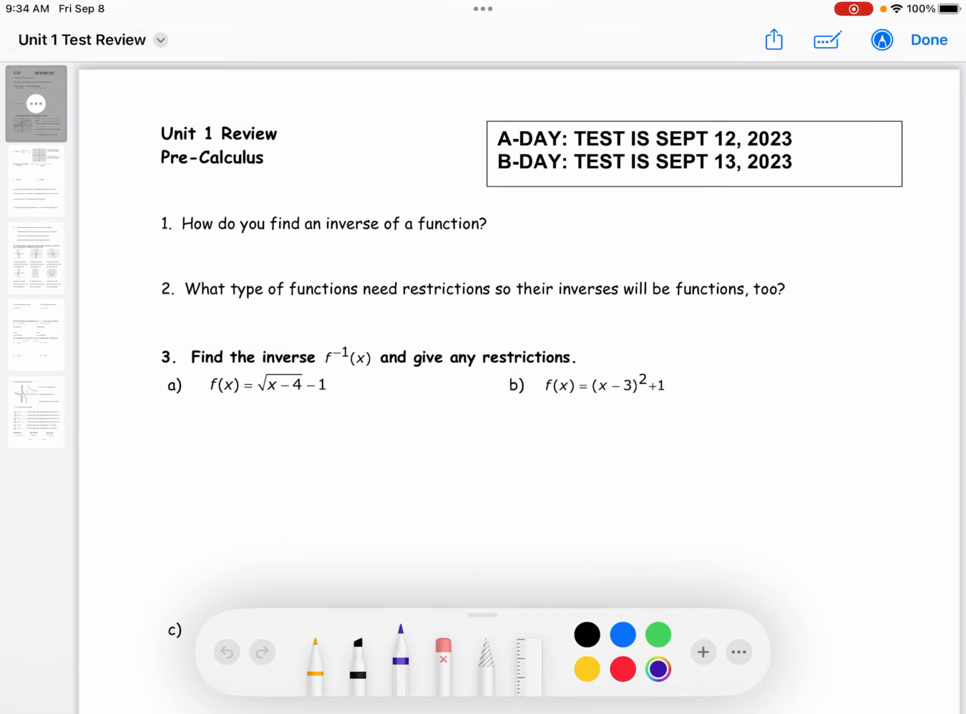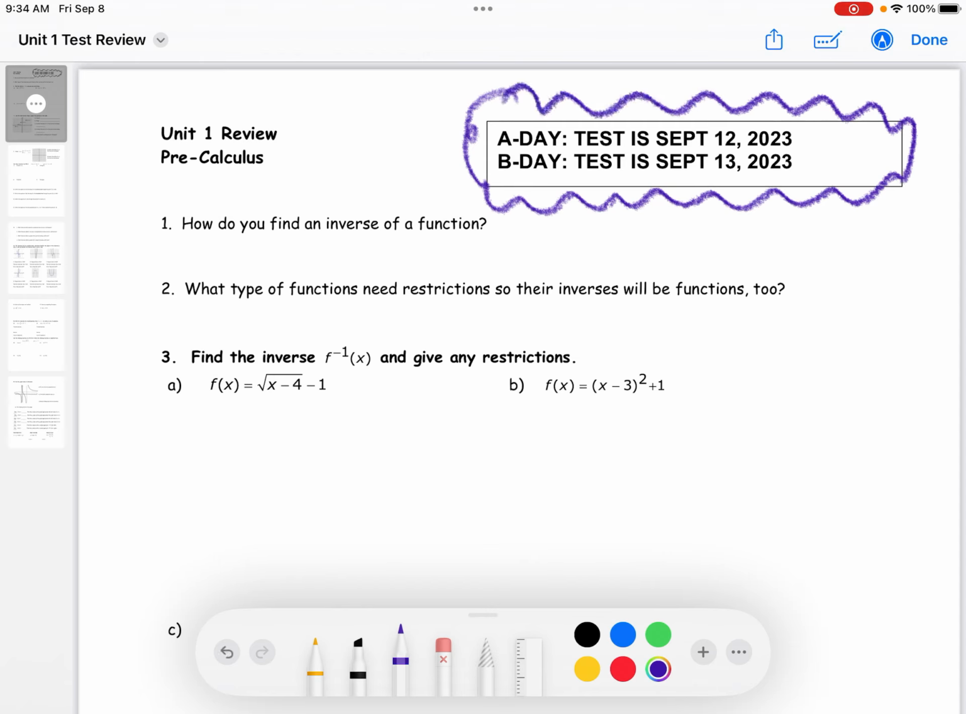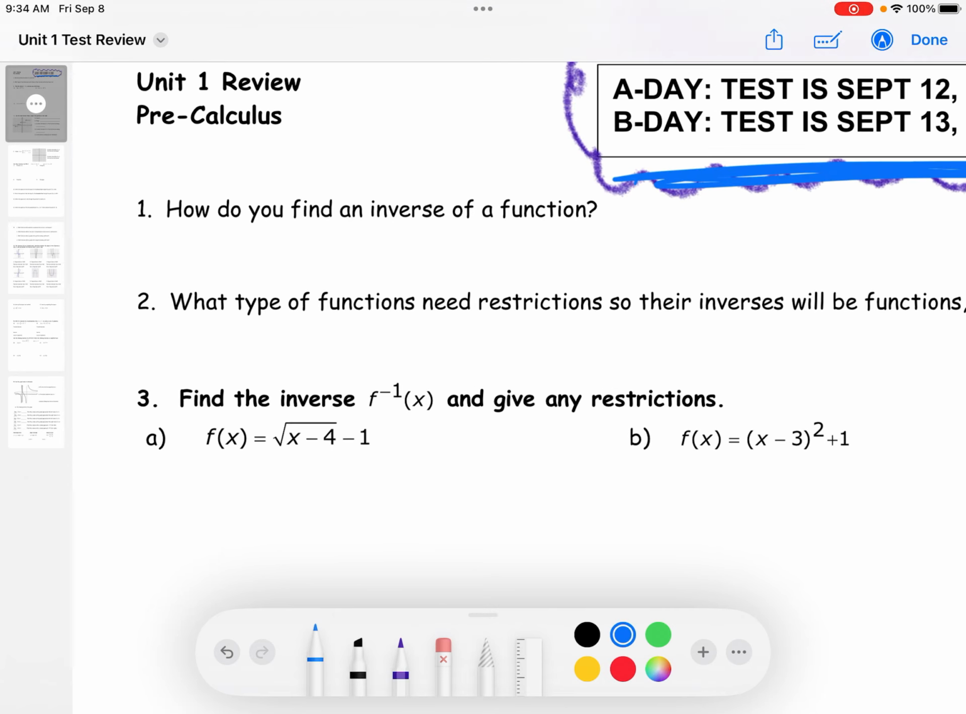Hi, Pre-Cal. Welcome to your Unit 1 test review. This video will be about half of the review, and then another video will have the other half of the review. So let's take a look at your test dates. Make note of those. And the question of the unit, how do you find the inverse of a function?